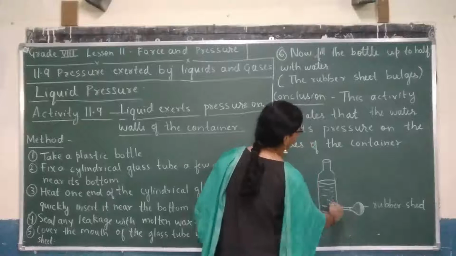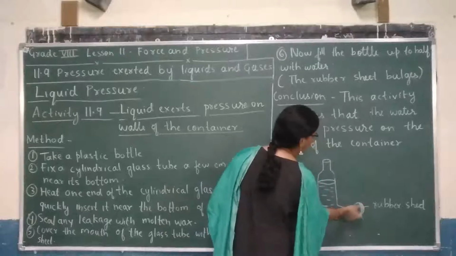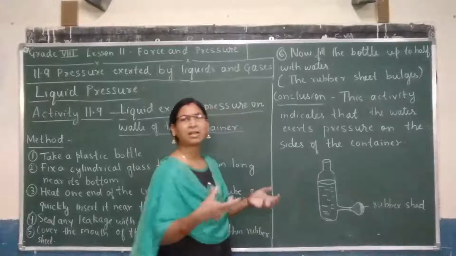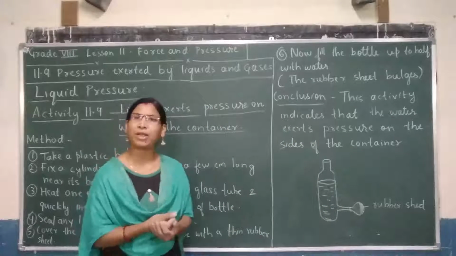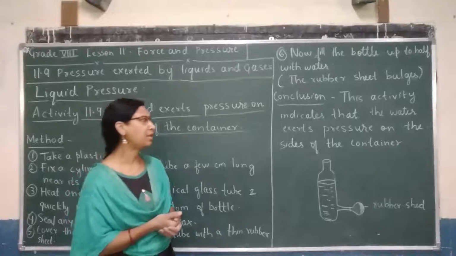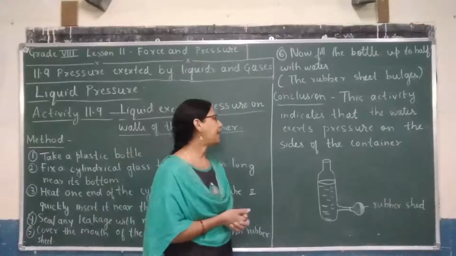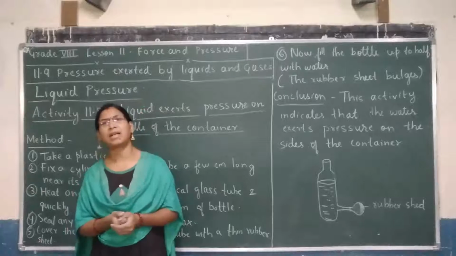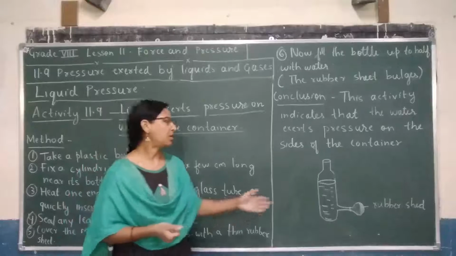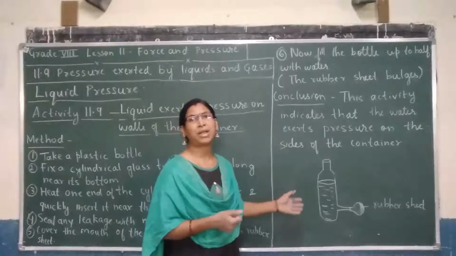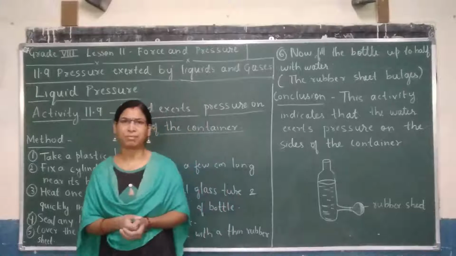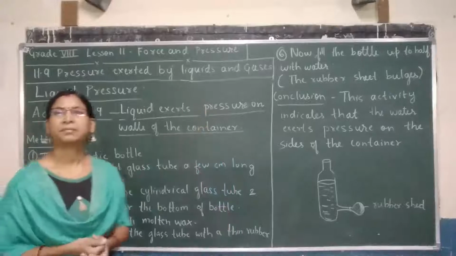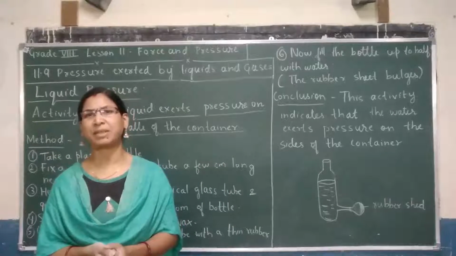Here, look at the sheet. Earlier it was not bulging. After filling the water in the bottle, it starts bulging. So what do we conclude from this experiment, children? This activity indicates that the water exerts pressure on the sides of the container. So this was an experiment based on one of the properties of liquid pressure. I hope you understood about this experiment, children.